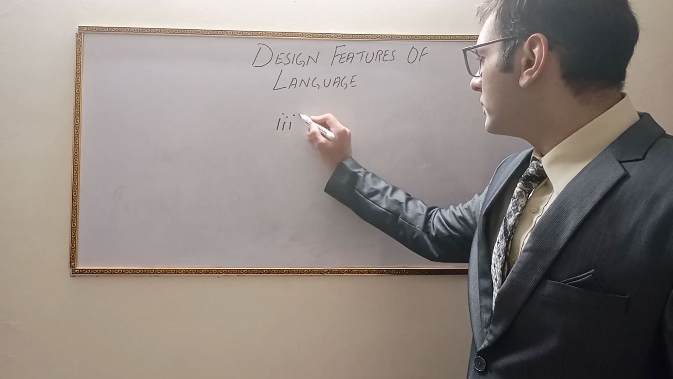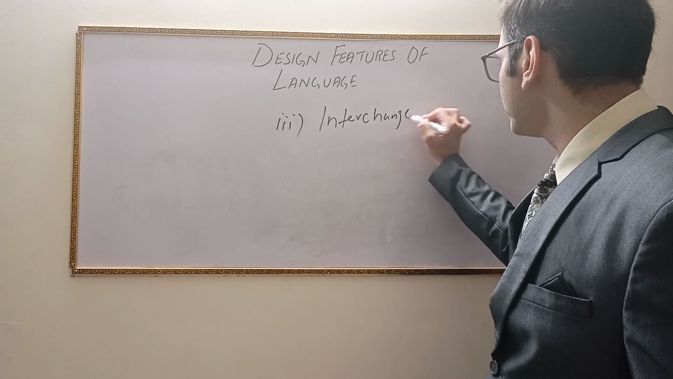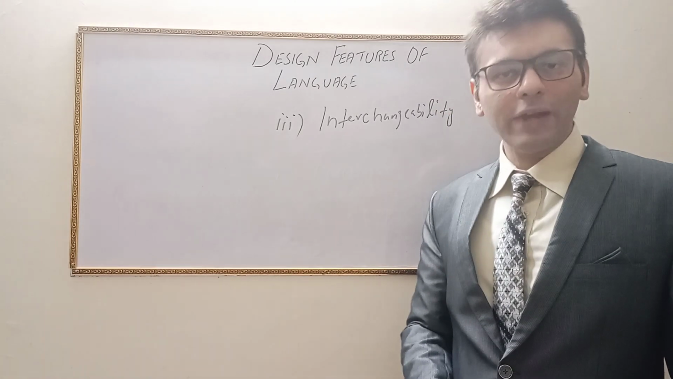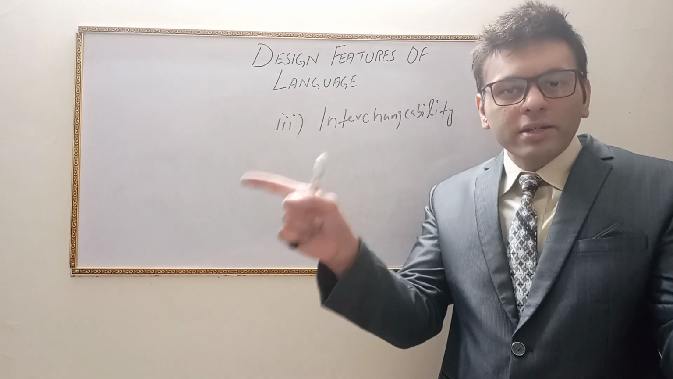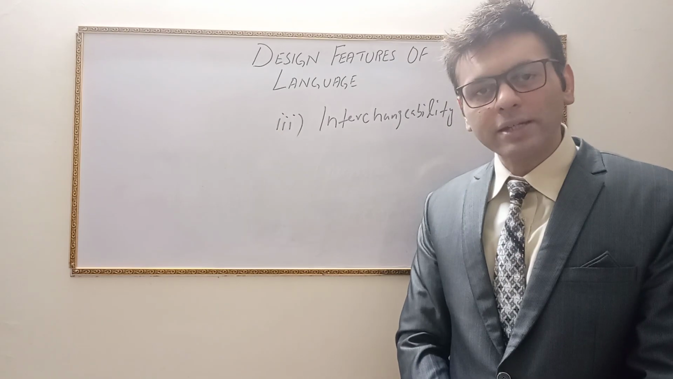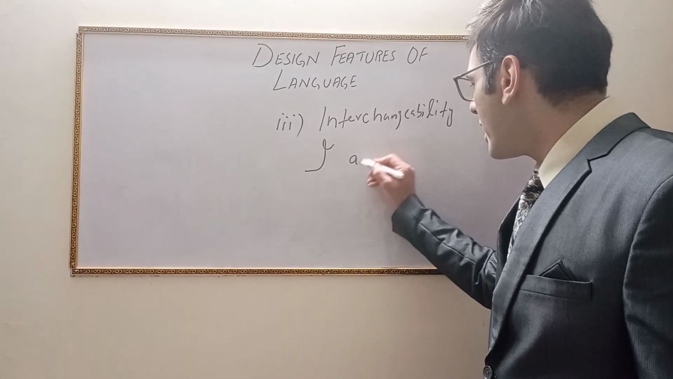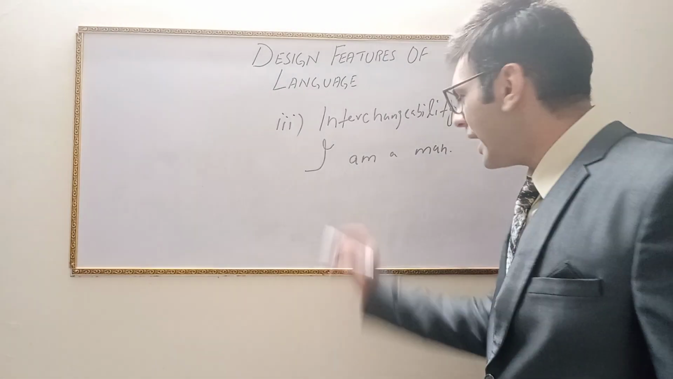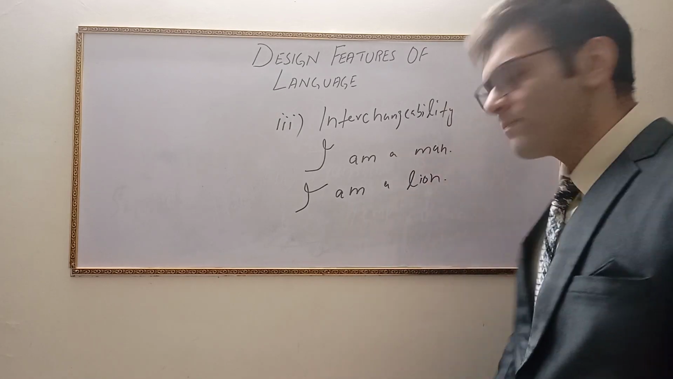The third design feature of language is interchangeability. Interchangeability is a feature of language where you can switch meanings. The writers, the poets, they employ this interchangeability aspect in literary texts. For example, I can say, I am a man. At the same time, I can also state, I am a lion.